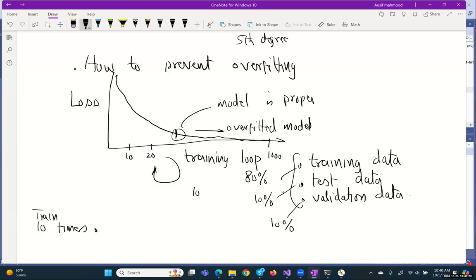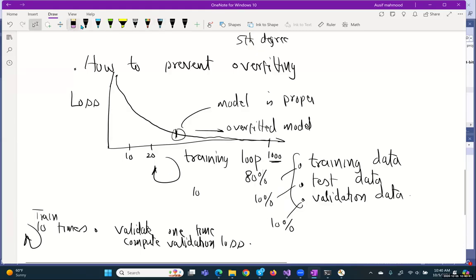Then validate one time and compute the validation loss, meaning how good of a job did it do on this validation data. So we keep doing this procedure hundreds of times, or 50 times, or let's say we wanted to go up to 1,000, right?